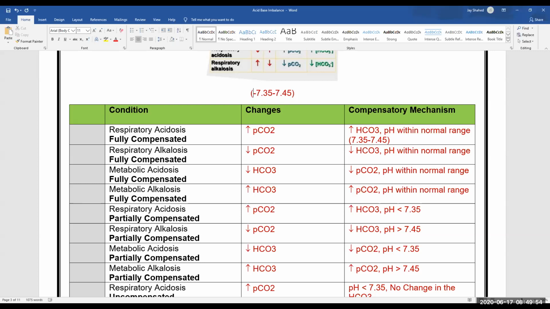What comes after below 7 point what? 3.5, 3.4? Okay, how about now? 7 point what? 3.3? Okay. Now what? 7 point what? 3.2. All right, where are we going here? We're going in the direction of what? Acidity or alkalinity? Acidity. You see that? Okay, how about now?